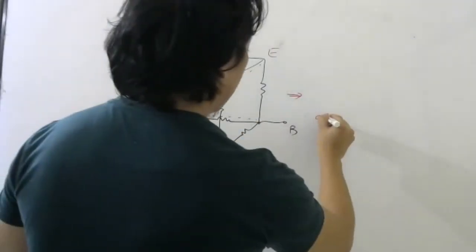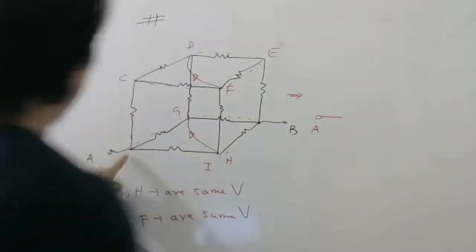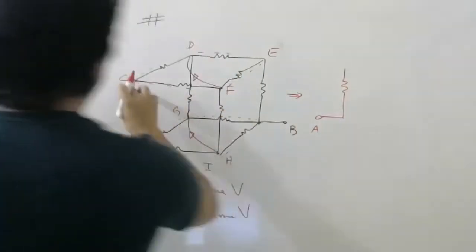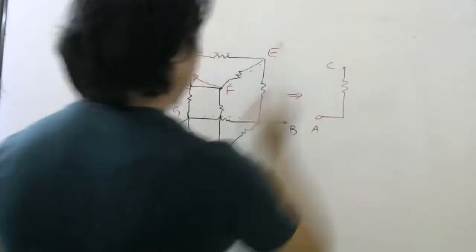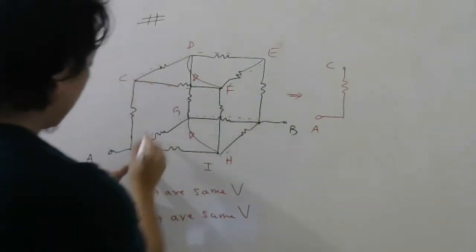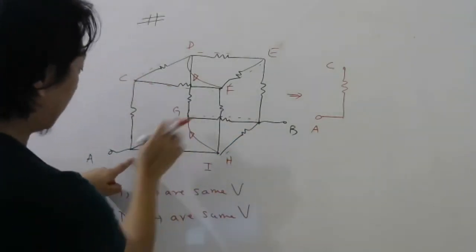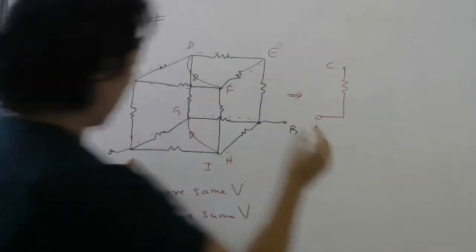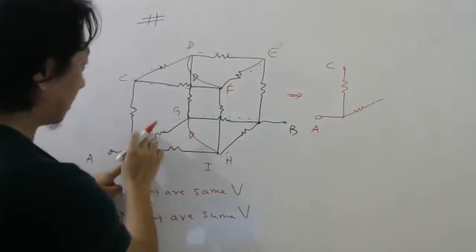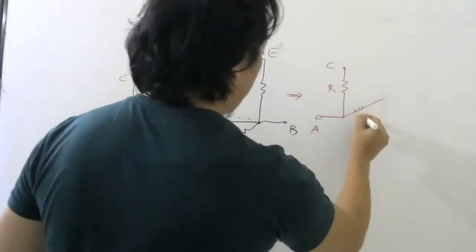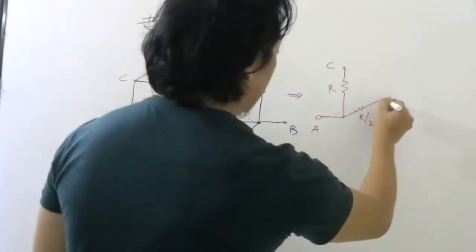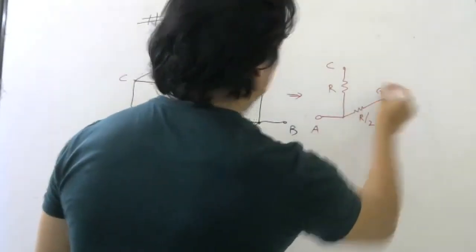This is your terminal A. This part is unchanged. This is your C. So that part is unchanged, right? Now here, once I put this H here, these two will be replaced by one resistor. That will be R by 2. This will come here. So this is your G comma H.